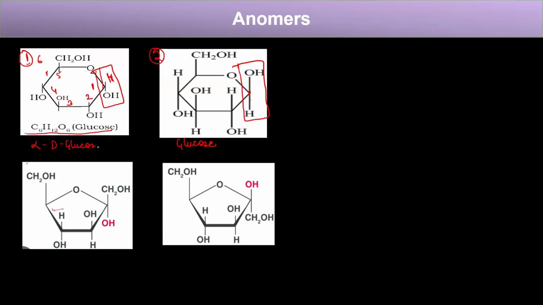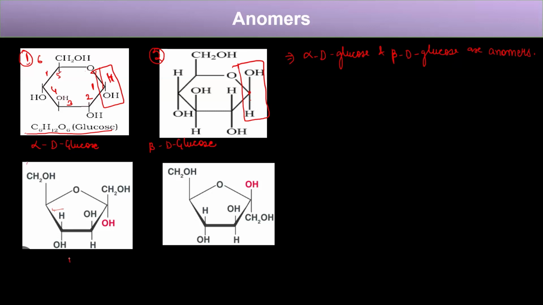This is known as alpha-D-glucose. D, because I have told in the previous class also, most of the naturally occurring carbohydrates are dextrorotatory. That's why we are writing D. But based on the orientation of OH, it is downward, hence it is known as alpha-D-glucose. And in the second case, the OH is upward, hence it is known as beta-D-glucose. Okay? And alpha-D-glucose and beta-D-glucose are anomers. Okay?